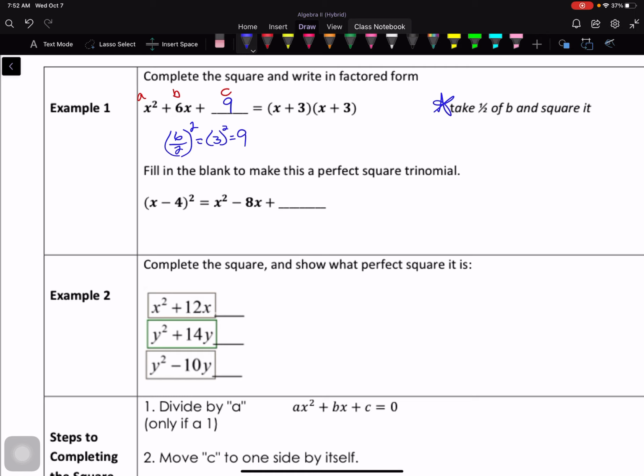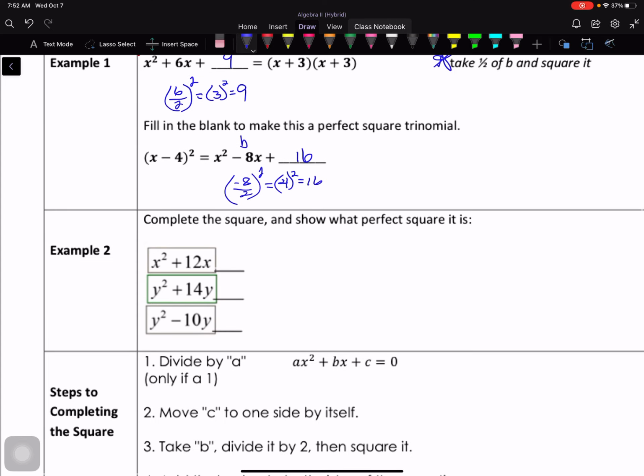Fill in the blank to make this a perfect square trinomial. Again, take half of b, so negative 8 divided by 2, squared. Negative 4 squared is positive 16. When you square a number, it's always going to be positive. Okay, so just a little more practice. Complete the square and show what perfect square it is.